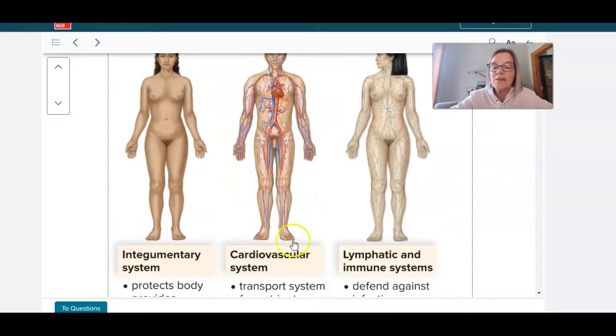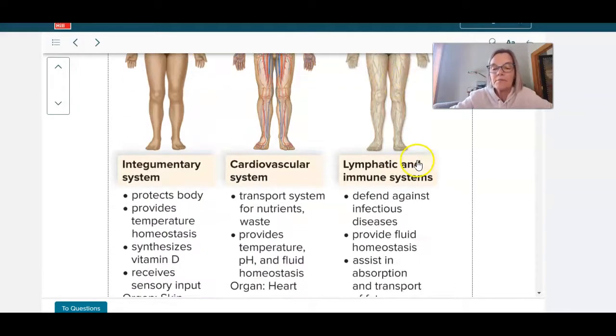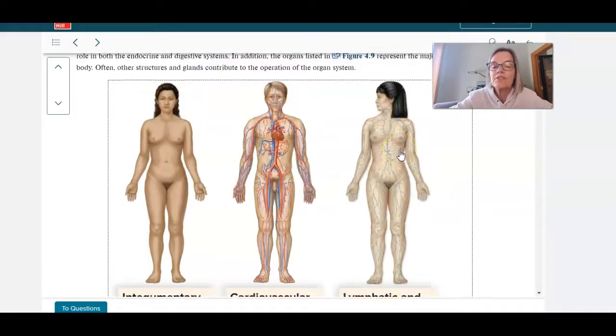Lymphatic system and immune systems. Usually they kind of lump lymphatic with immune because the lymphatic system is so critical to our immune system, and it houses the immune cells, or at least it helps make the immune cells, and helps clean the body of pathogens. So it's going to help defend us against infectious disease, and also helps us maintain our fluid levels.